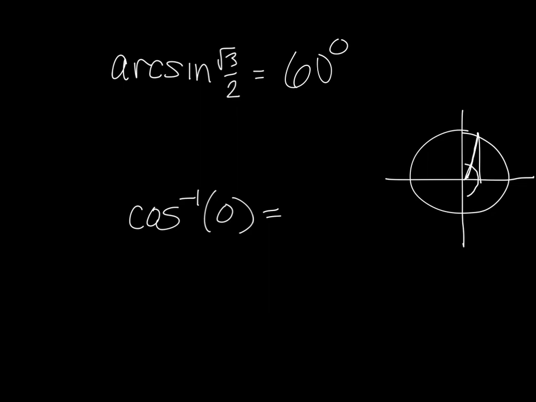So what about cosine? All right, so cosine is in the first and second quadrant. Cosine is the x value. And it's saying, when is the cosine inverse equal to 0? So when is the x value equal to 0? And it's going to be right up here at 90 degrees. So your answer is 90 degrees.